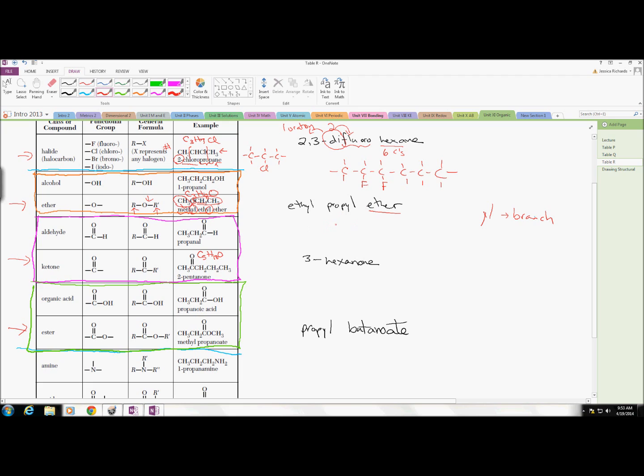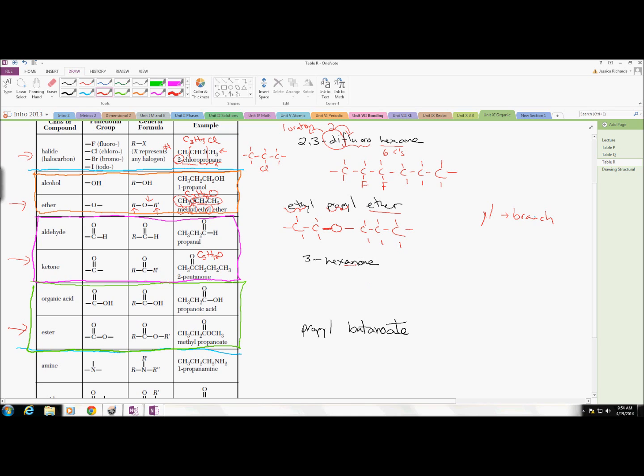So if I know I have an ether, I'm going to have an oxygen holding on to 2 branches. Ethyl tells me that my first branch is made of 2 carbons. Propyl tells me that my second branch is made of 3 carbons. And then you just have to put hydrogens around until every carbon only has 4 bonds. Remember that your oxygen can only have 2 bonds. Don't put any hydrogens on the oxygen. Nice and simple.